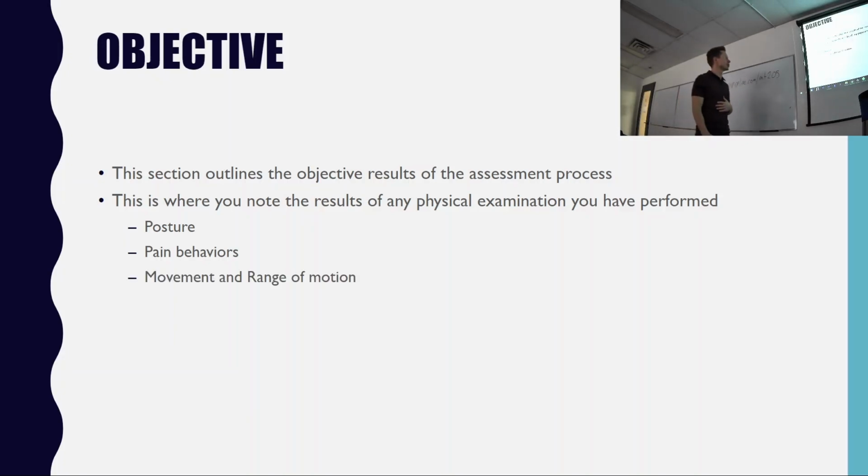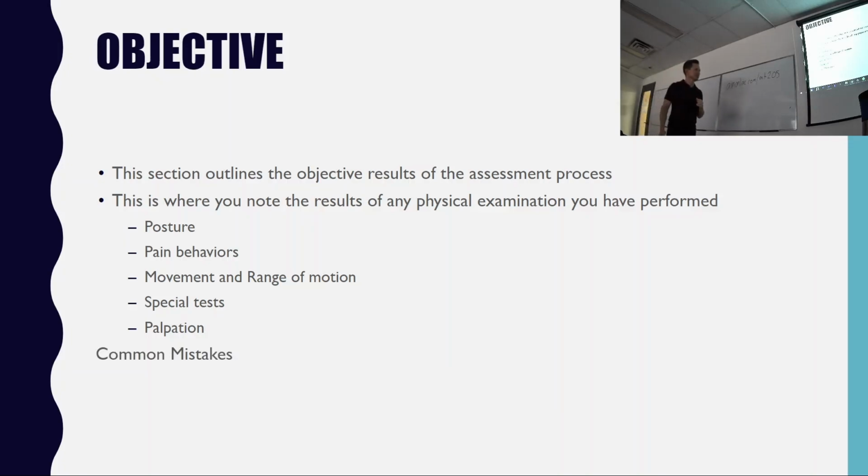Any of their postures. Movement and range of motion. Client has pain on resisted abduction of right shoulder. And then your special tests. We also include palpation. This is objective. I palpate heat on the right knee. Common mistakes: too little detail. Pain in shoulder during range of motion doesn't tell you which motion was painful.